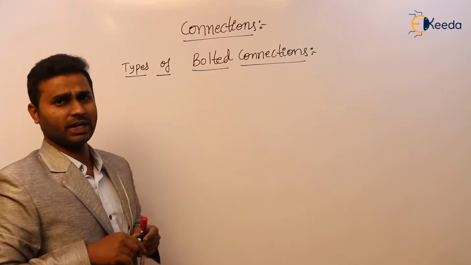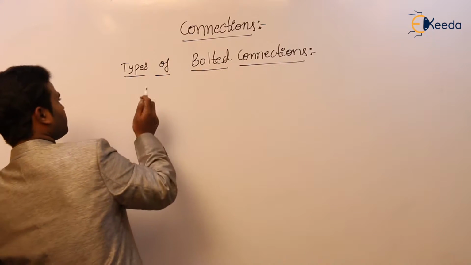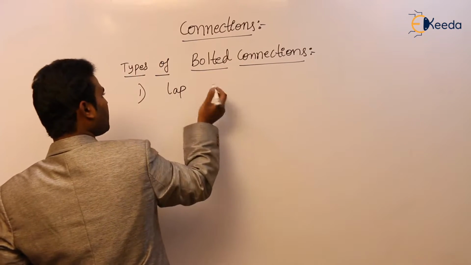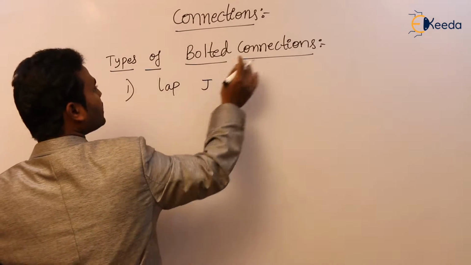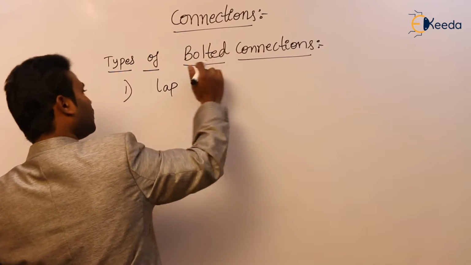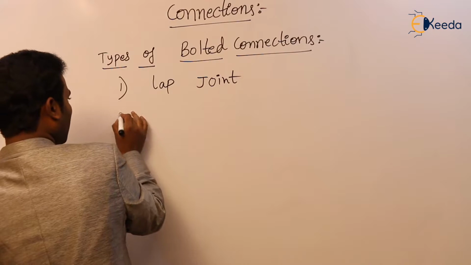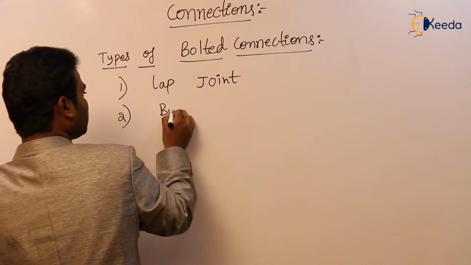So, types of bolted connection. Now let us see how many types of bolted connections there are. The first is the lap joint or lap connection. As we have used the word connection here, let us now use the word joint: lap joint and then butt joint.